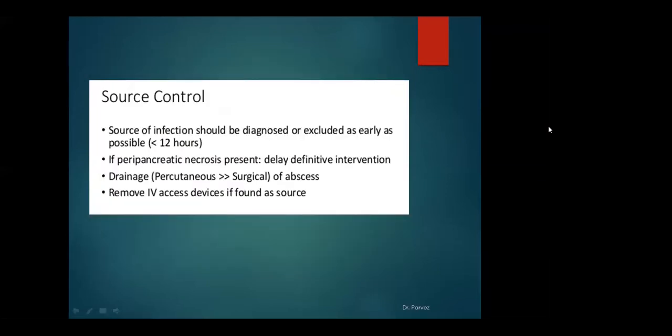So this most important point is source control. Unless we identify the source, the infection will be ongoing. The source of infection has to be first identified and eradicated as early as possible, in the first 12 hours. If the source of infection is most likely a central line, those lines have to be replaced.